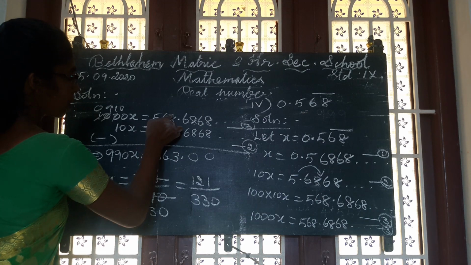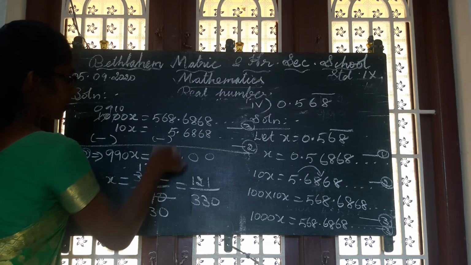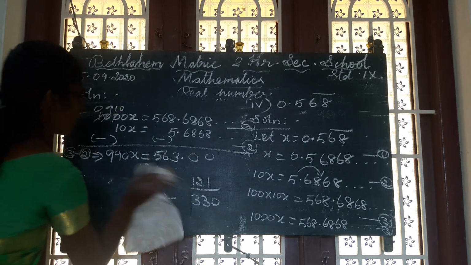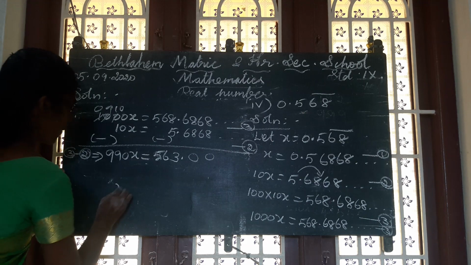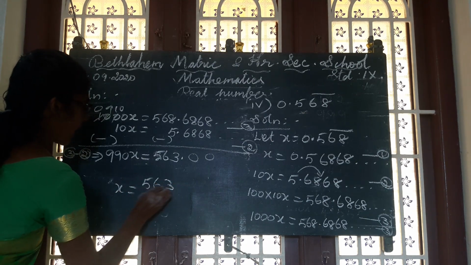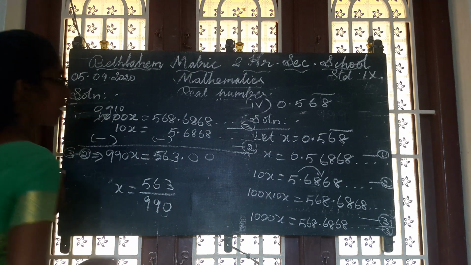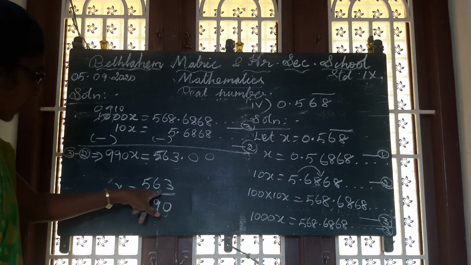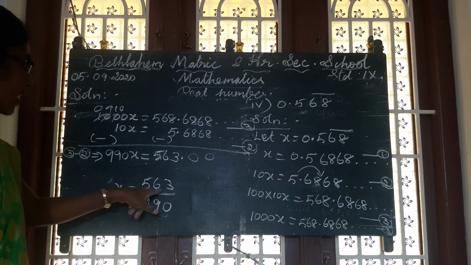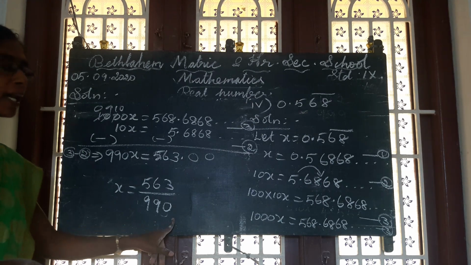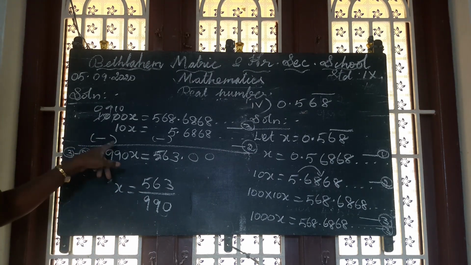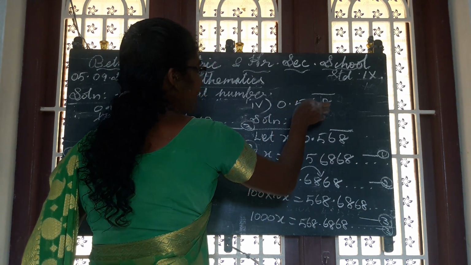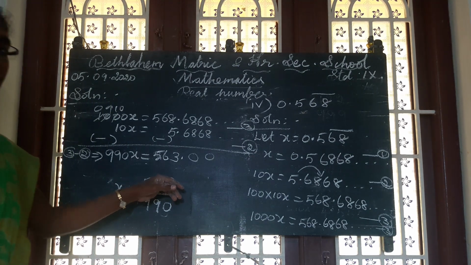Here 8 minus 5 is equal to 3. Next is 6, here 5 will be got. So what is that? x is equal to 563 by 990. Can we cancel this? We cannot cancel. So we can write x is equal to 563 by 990. So the rational number form of 0.568 bar is equal to 563 by 990.